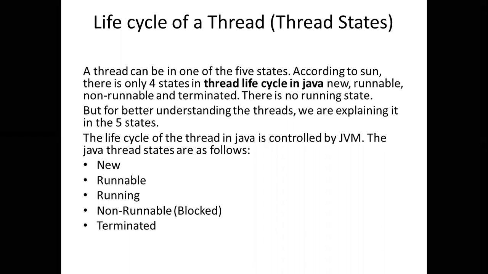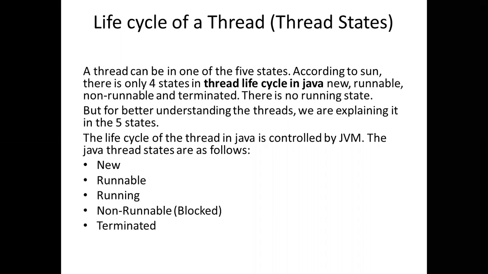Now, the life cycle of a thread. Again, this is a very important topic: how a thread behaves. If you remember, in operating systems we discussed different process states; in the case of threads also, we have different states. A thread can be in one of five states. According to Sun Microsystems, we have four states in the thread life cycle: new, runnable, non-runnable, and terminated. There is no running state. But for better understanding, we describe the thread states in five forms.